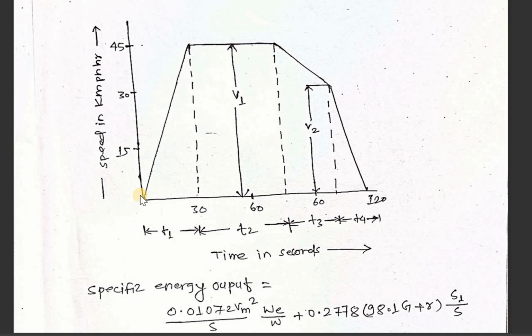And this is the figure of the above question. This is t1, and from here to here is t2, and this is t3, and from here to here is t4. This is v2, from this point to this point, and this is v1.